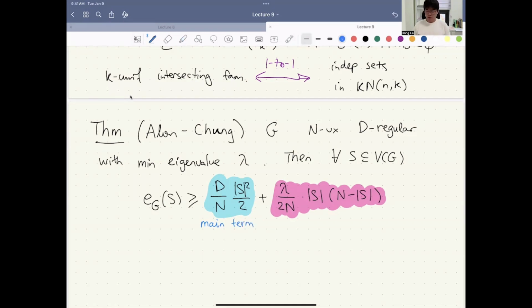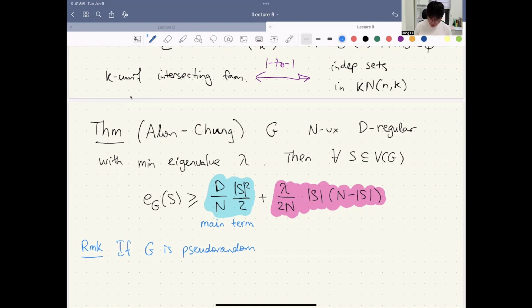Why is this the main term? Here's the remark. If G is random, this term is basically the number of edges you expect to see.